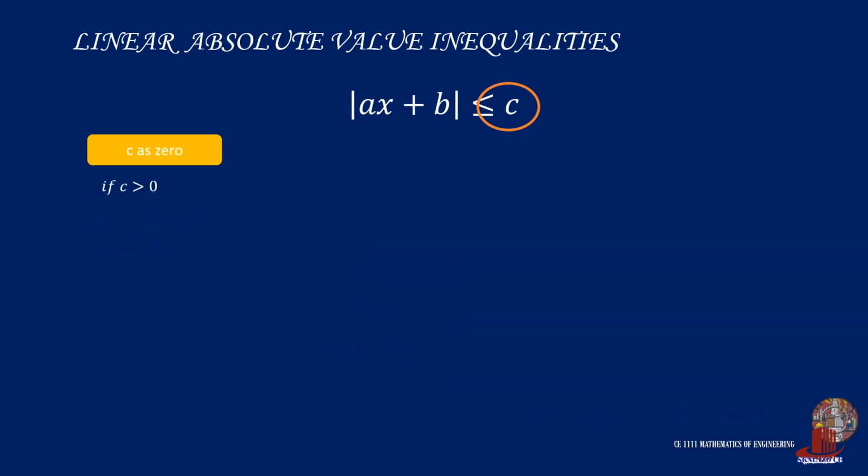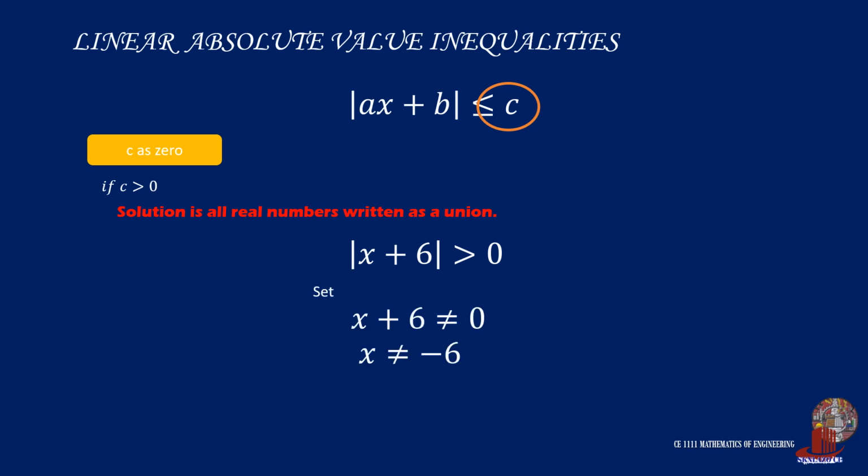The last case is when c is greater than 0. The solution will be all real numbers connected with a union. If we have the absolute value of x plus 6 is greater than 0, we can set x plus 6 to be unequal to 0, which results to x as any number except -6. So we can have all negative integers and positive integers as long as it is not -6.